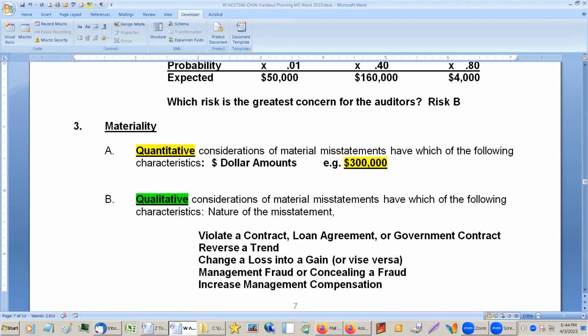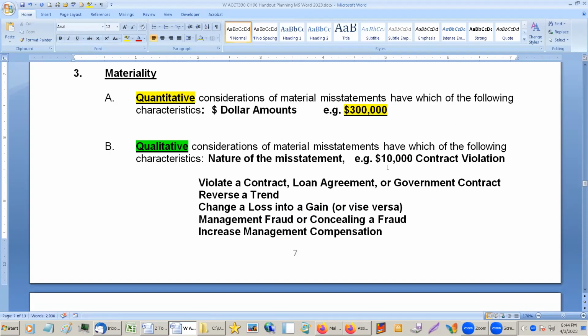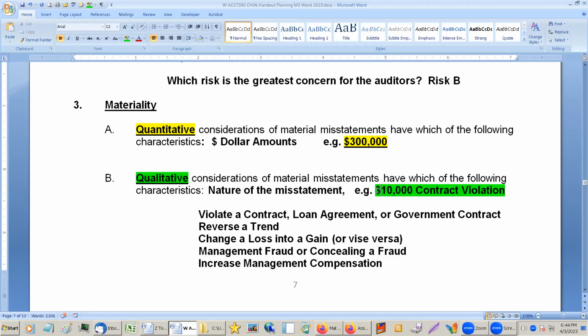Okay, so for example, a $10,000 contract violation. So even though it isn't maybe the $300,000 that we came up with quantitatively, if there's a $10,000 contract violation, that might make it material. So qualitative means we actually have to look at it and say, what is the nature of this item that we're looking at?